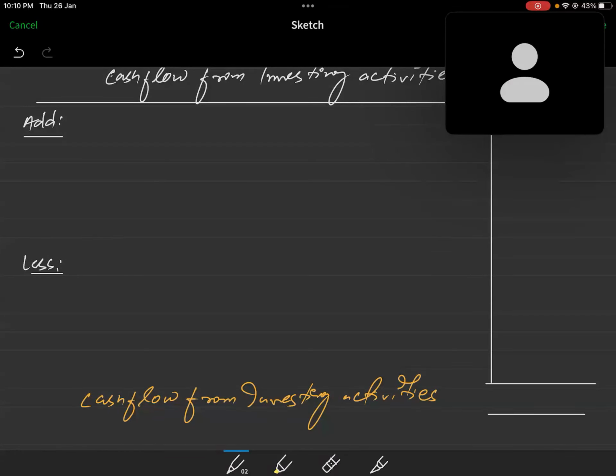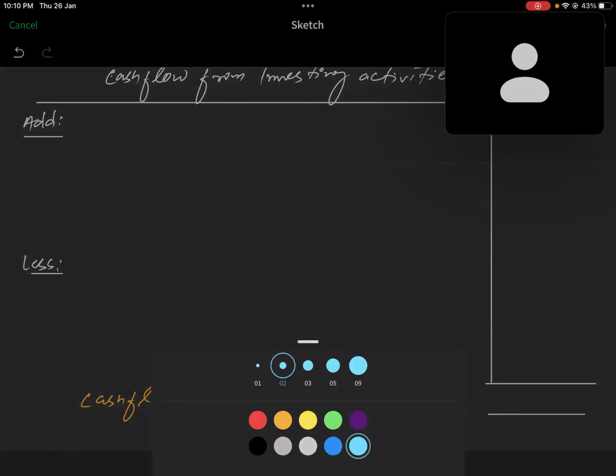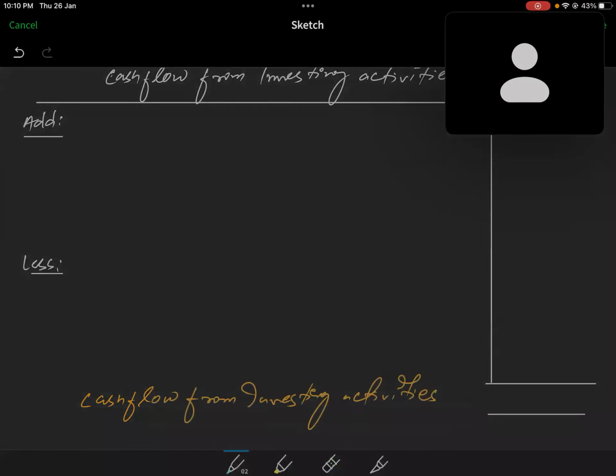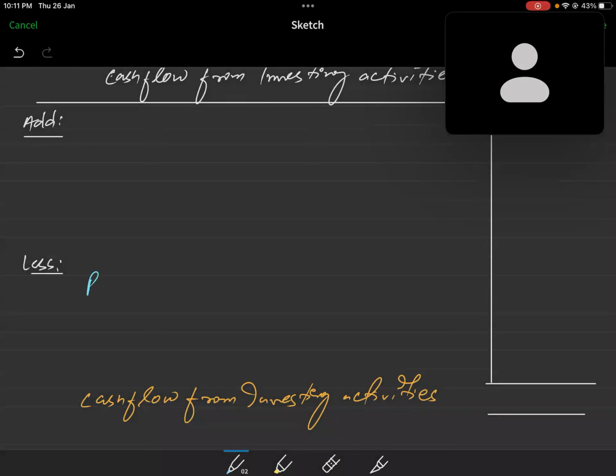All right, so looking into the question, I can see there is information regarding the land and building. It says land and building purchased having a value of 5 lakh. So because we had purchased land and building, that indicates that there must be an outflow of cash, right? Purchase of land and building, 5 lakh. This needs to be subtracted. Why? Because purchase of land and building will cause an outflow of cash.